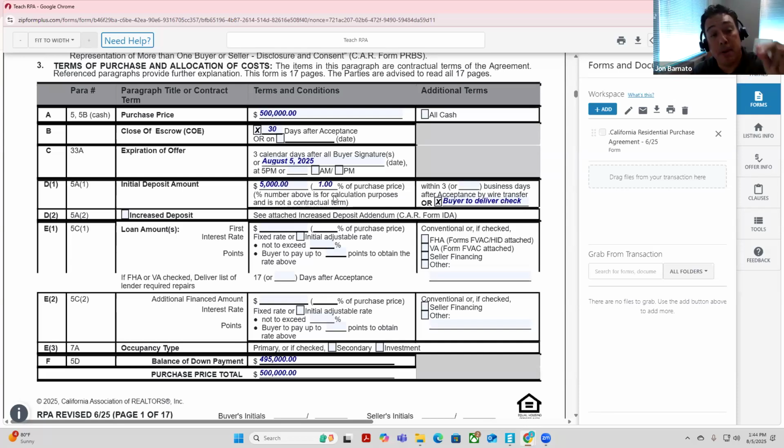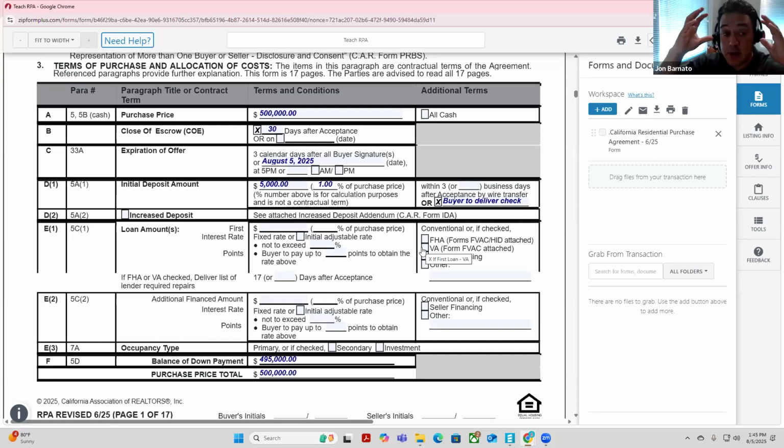But note, the deposit is by business days. What does that mean? So if we got in contract on a Thursday, okay, so the contract's also timing on contract. Contract days: the day it's fully executed, the day that all parties sign the agreement, is day 0 in the contract. So if I have 3 business days to do this, does it make sense?